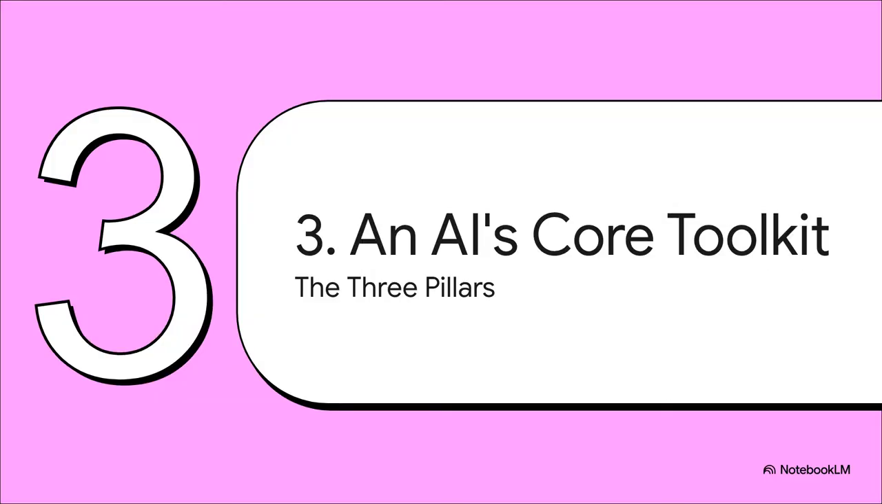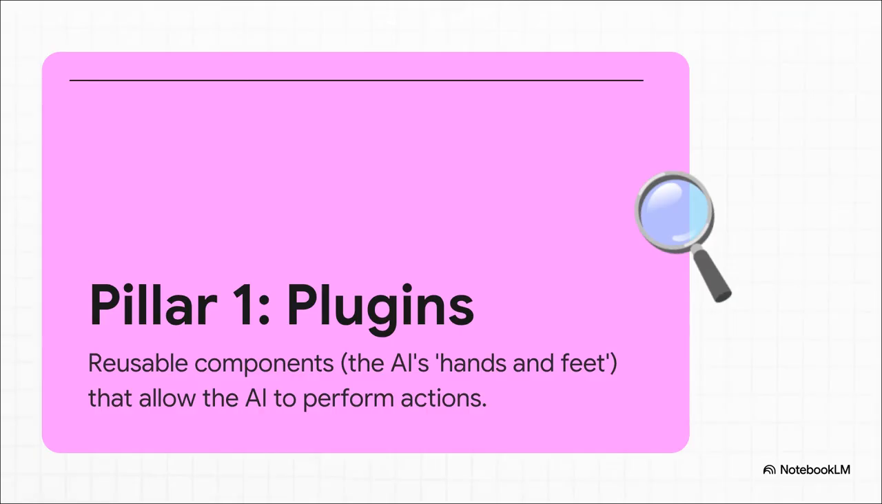Okay, so how does this whole thing actually work? Let's look under the hood. It really all comes down to three core ideas, or pillars, that make it all happen. Pillar number one is plugins, and this is easy. If the LLM is the brain, plugins are the hands and feet. They're the tools that let the AI take action in the real world, things like calling an API to get the weather, running a calculation, or sending an email. It's just a piece of code that does something.